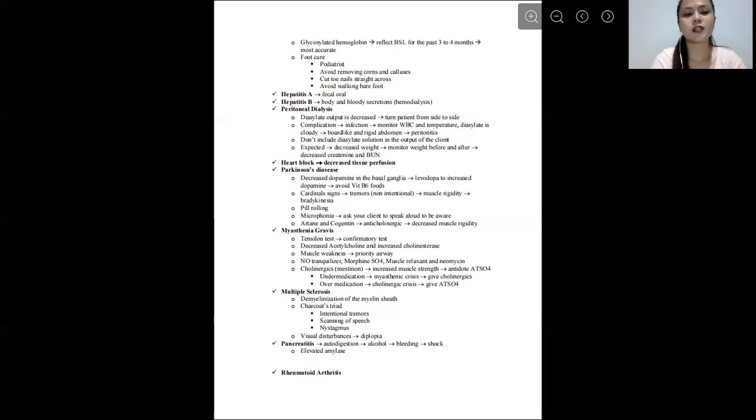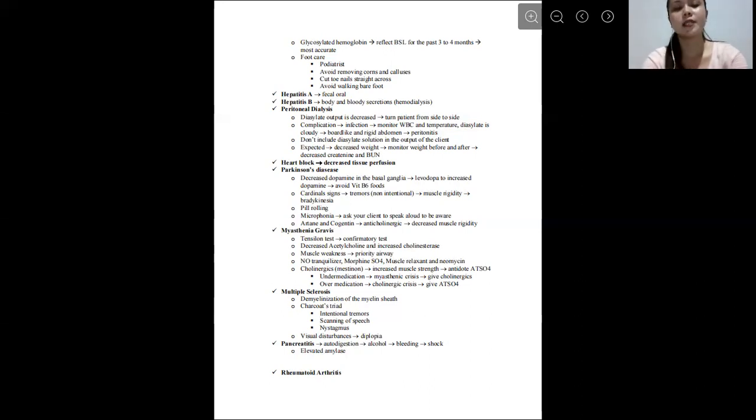The antidote is atropine sulfate. Under medication is a myasthenic crisis, so give cholinergic. If over medication, it is a cholinergic crisis, so give atropine sulfate. So what is multiple sclerosis?